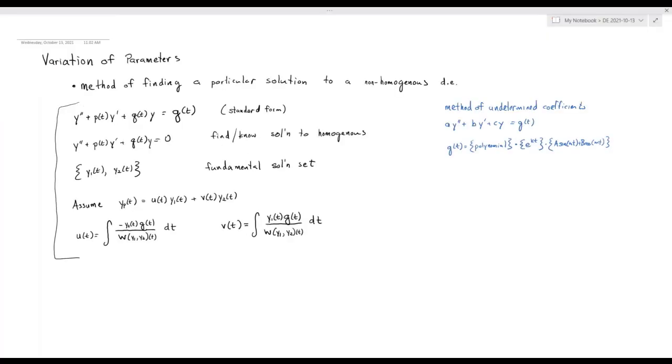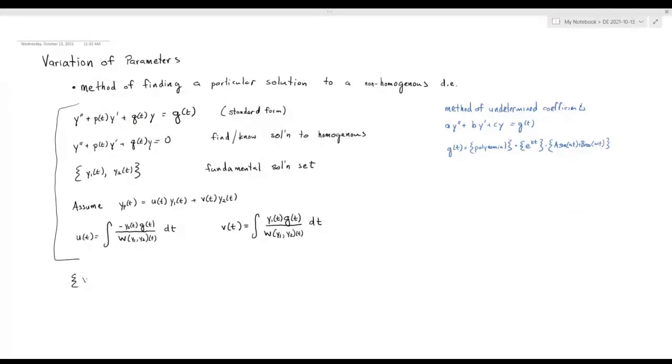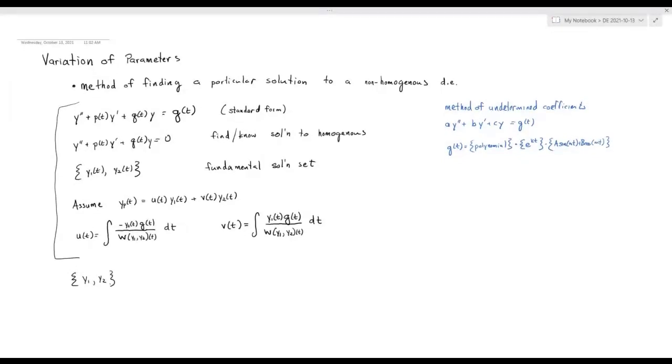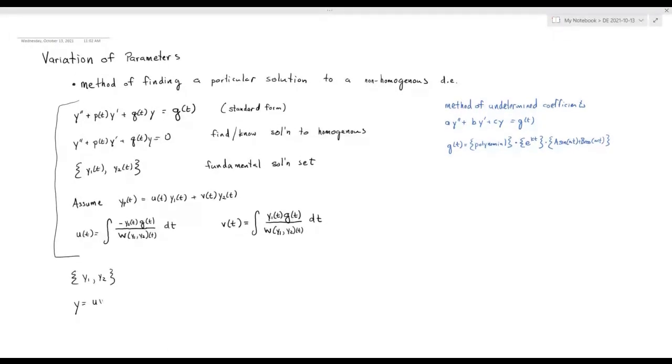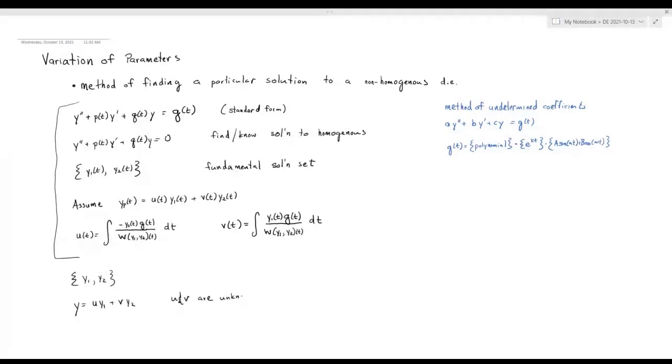All right, we'll go ahead and derive these formulas now. Suppose we in fact know the fundamental solution set. Now all these are functions of t, so I'm going to take a shortcut and not write t anymore. And we assume that a particular solution to the non-homogeneous differential equation is some combination of the fundamental solution set where the coefficients are no longer constant, they're unknown functions. u and v are unknown functions of the independent variable.